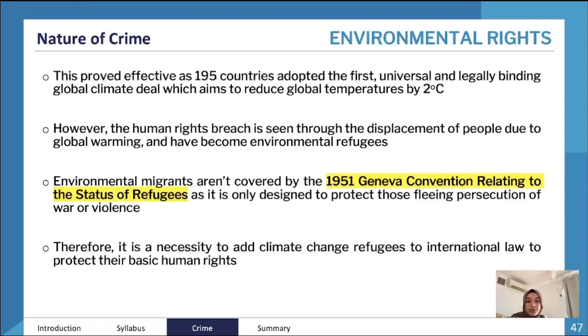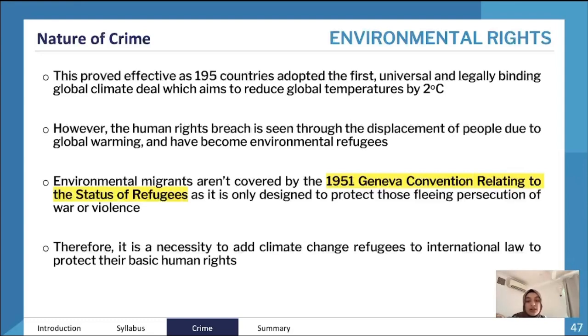However, the human rights breach is seen through displacement of people, through global warming, and, you know, people becoming environmental refugees. So we see all of these natural disasters and all of these people that unfortunately lose their homes, their livelihoods, and become environmental refugees. So we see the impacts of this, and we need to do better, I guess, in terms of creating laws in place and enforcing them to improve effectiveness of the system. So this is definitely an argument that you can make.